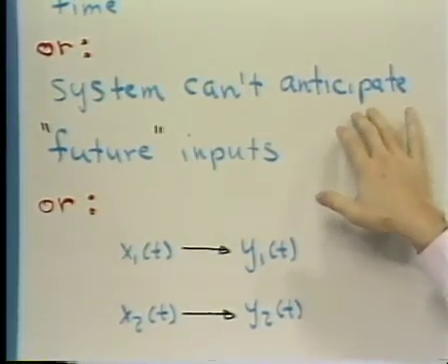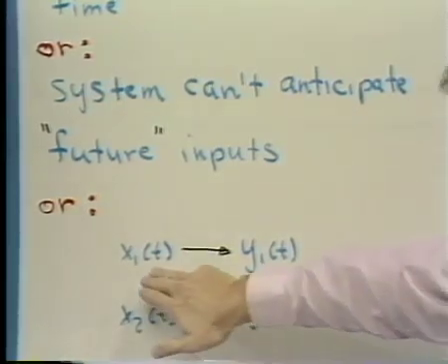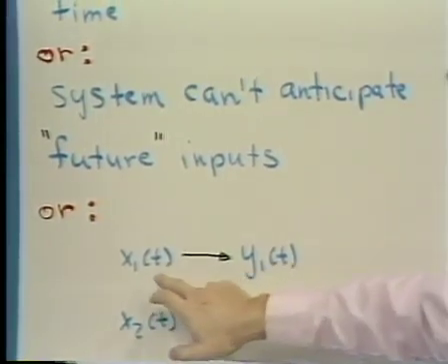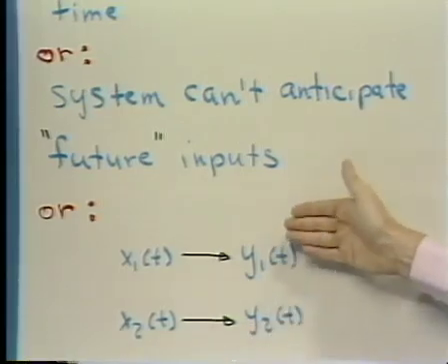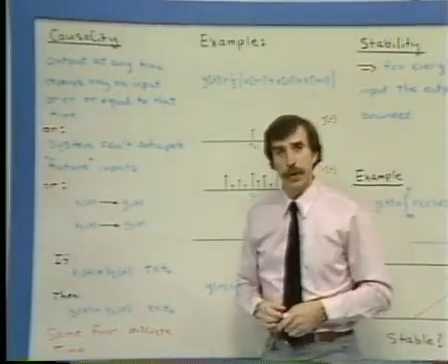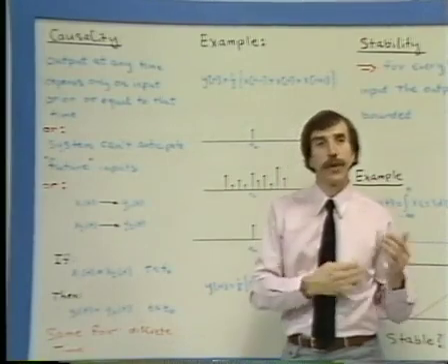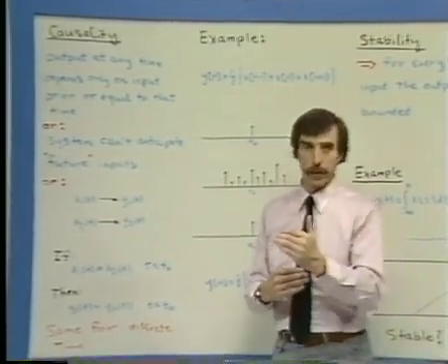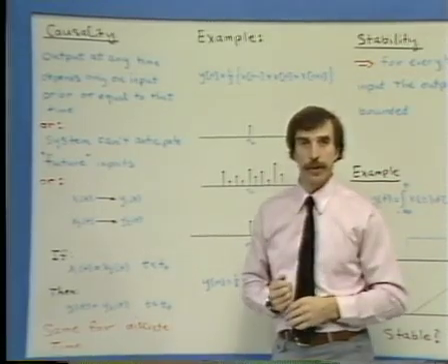And so that, in fact, is another possible definition for causality, that the system is causal if it can't anticipate future inputs. Finally, an alternative way of saying it mathematically is as follows. If I have two signals, x1 of t and x2 of t, with their associated outputs y1 of t and y2 of t, then a system is said to be causal if and only if it has the property that if those two inputs are identical up until some time, then the outputs are identical up until the same time.